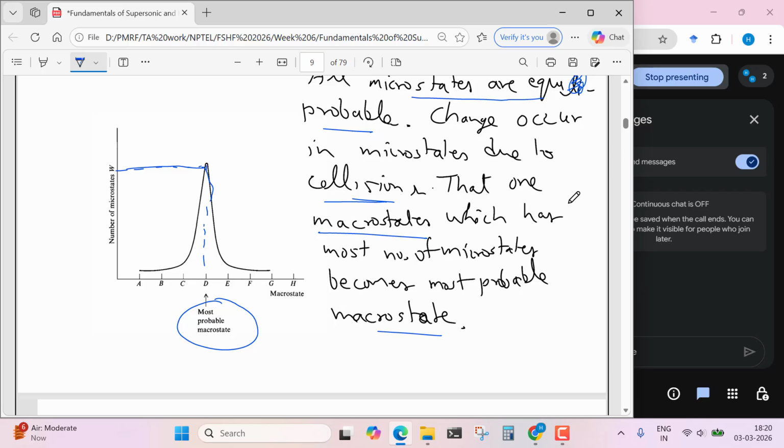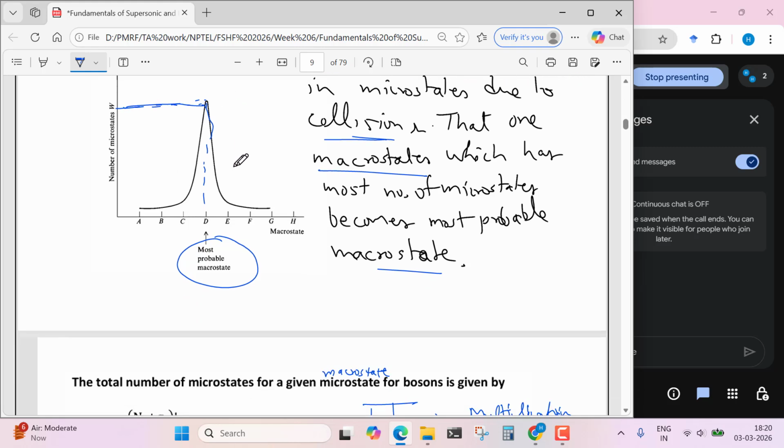So there will be one macrostate which has the largest number of microstates, and it becomes the most probable macrostate. If we plot the number of microstates versus macrostate, we'll see that at a particular macrostate we have the most number of microstates. That will be the most probable macrostate.